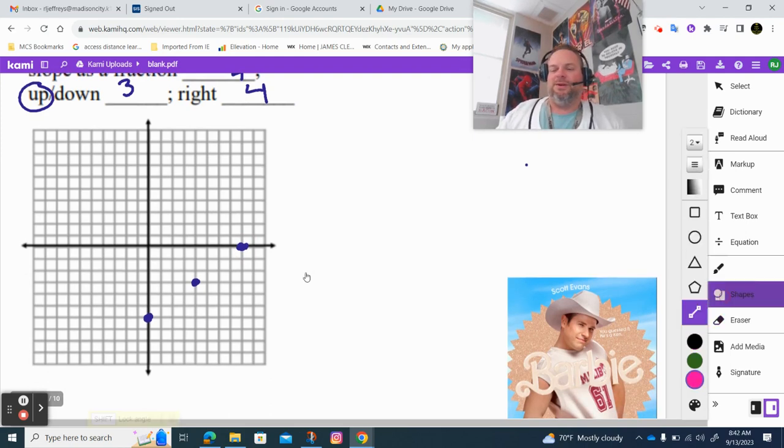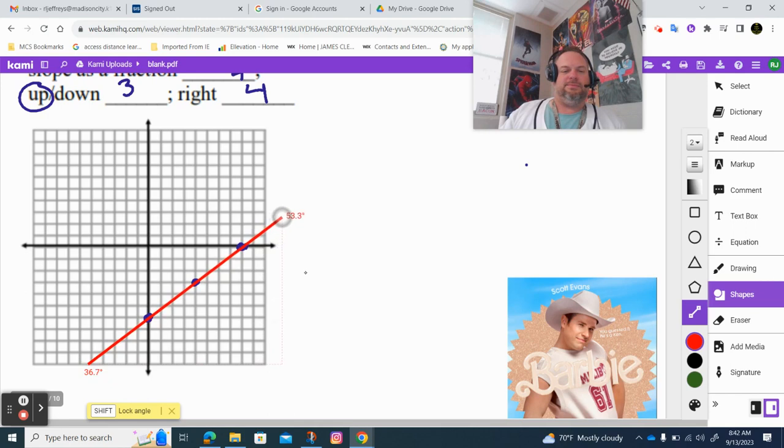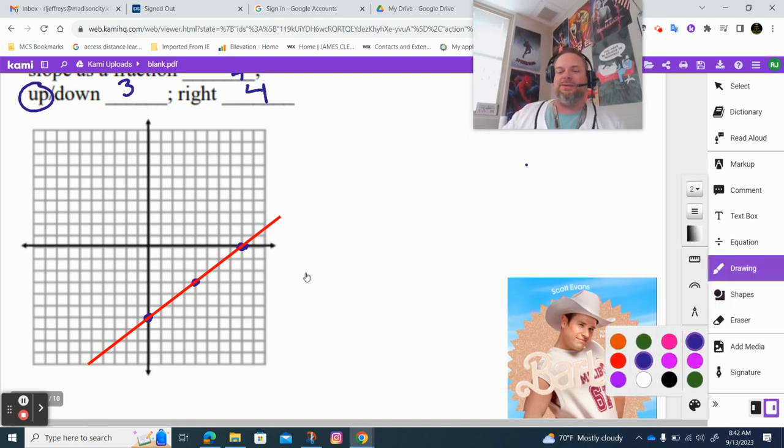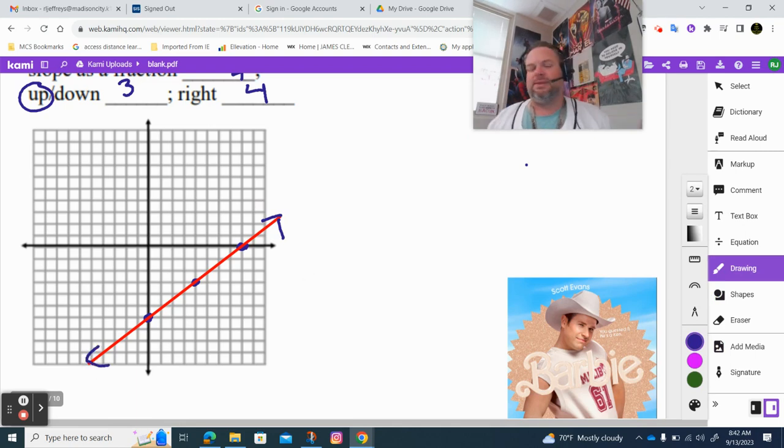I can't remember when I was in high school. Probably. Look at that. I did it. I actually hit all three. Now, I know I'm not putting arrows on these, and I should. But, potato, potato.